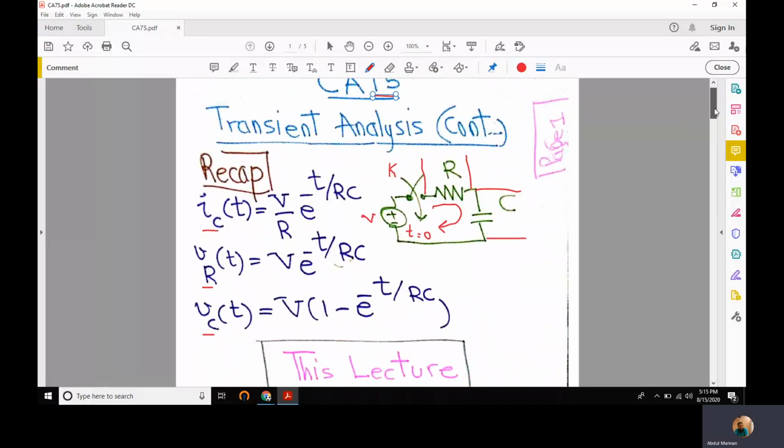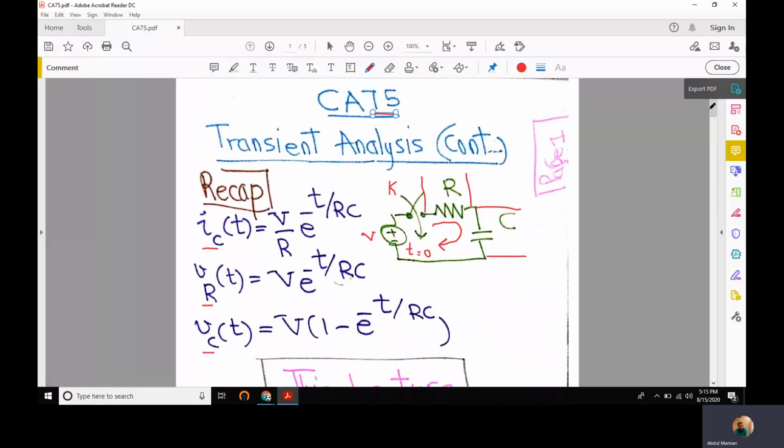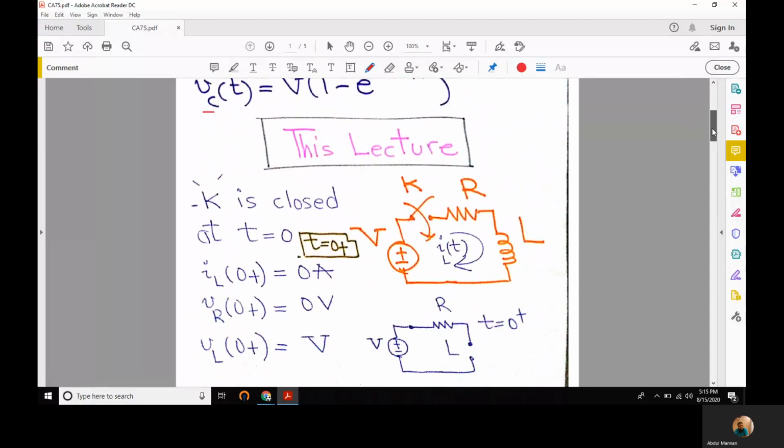In this lecture, we will continue studying transient analysis, and we'll take on this circuit. This is a series RL circuit in the presence of a switch K, which is closed at time t equal to 0. Before that, the switch was open and there was no current in the series circuit. So switch K is closed at time t equal to 0. What happens just after we have closed the switch? Time t equal to 0 plus.